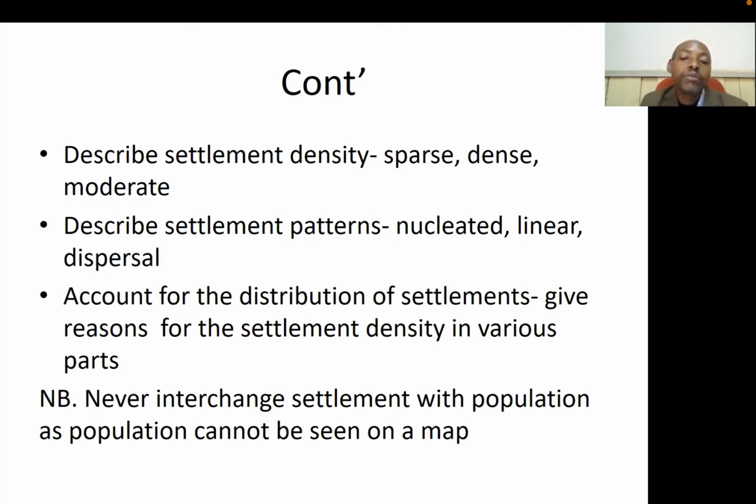Give reasons for the settlement density in various parts. Relate this with the factors that influence the settlement distribution: availability of water, defense, transport and communication, relief of the land, soils. This will guide you in accounting for the distribution of settlement. Never interchange settlement with population, as population is not shown on the map.